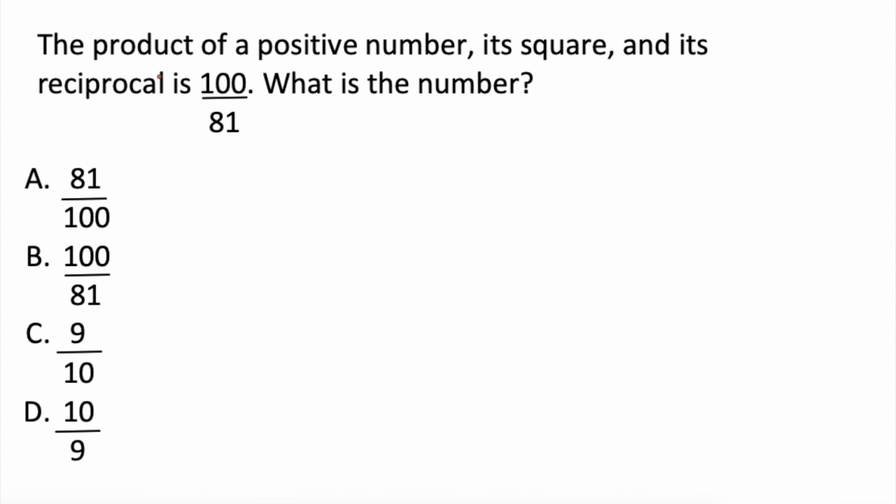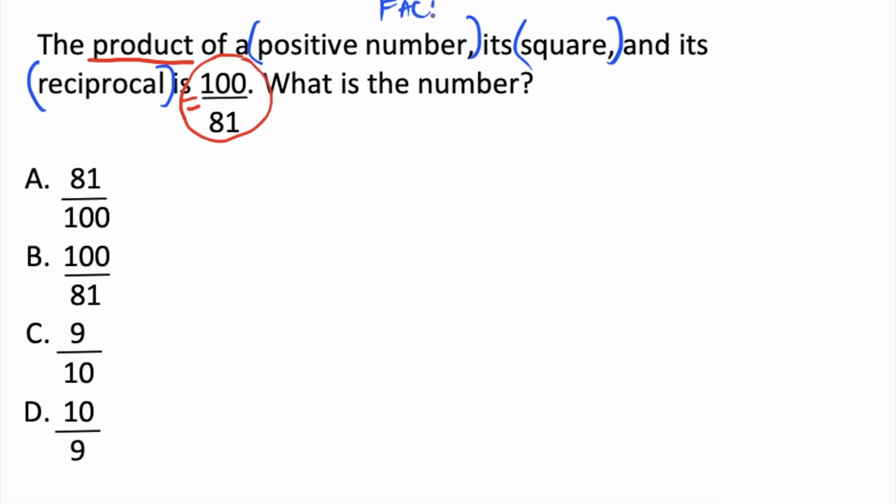The product of a positive number, its square, and its reciprocal is 100 over 81. What is the number? Take note of the word product. Meaning, meron tayong mga factors. Ano yung mga factors natin sa problem na to? We have positive number, yung square ng number na yon, and yung reciprocal ng number na yon. And then, actually, given din yung product. It is equal to 100 over 81.